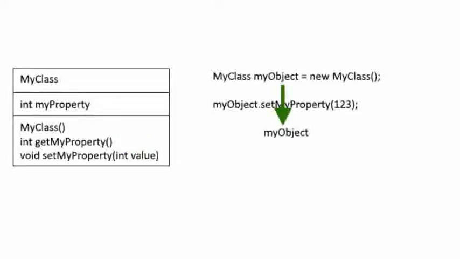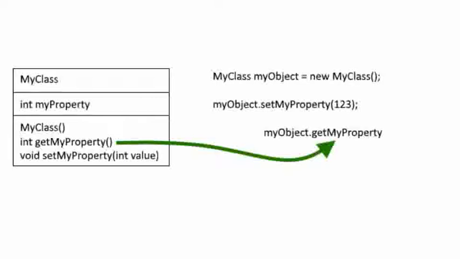To use getMyProperty, we first write the name of the myClass object. The name of the object is myObject. We follow the name with a dot. The dot separates the name of the object and the name of a method. We follow the dot with the name of the method getMyProperty.